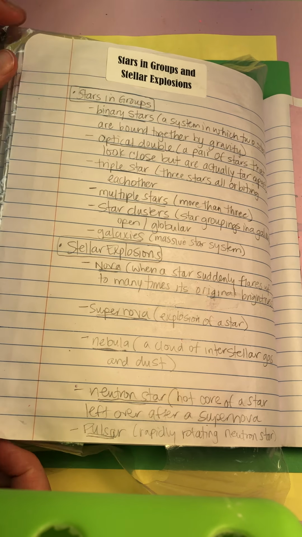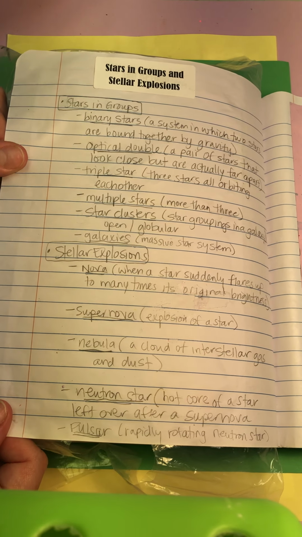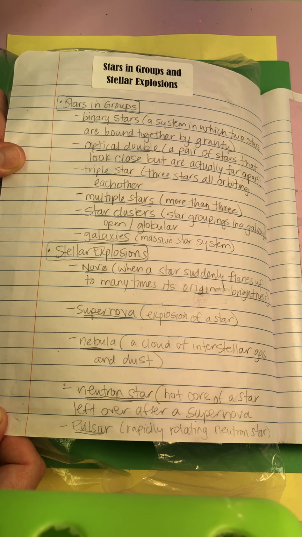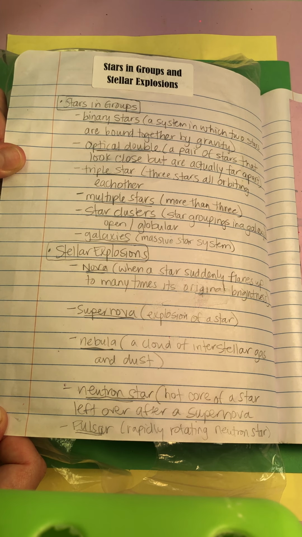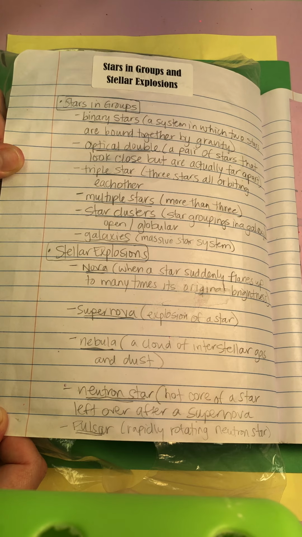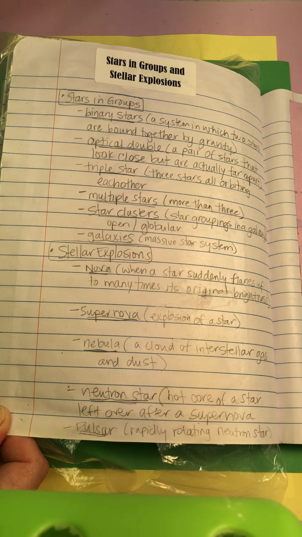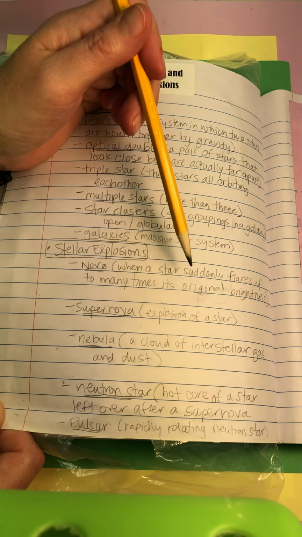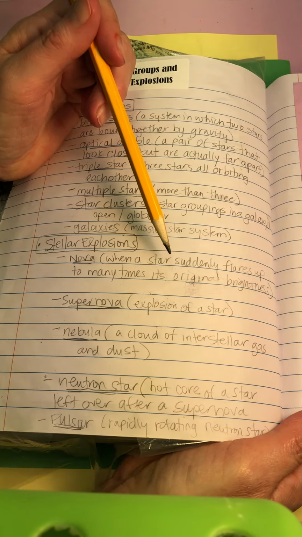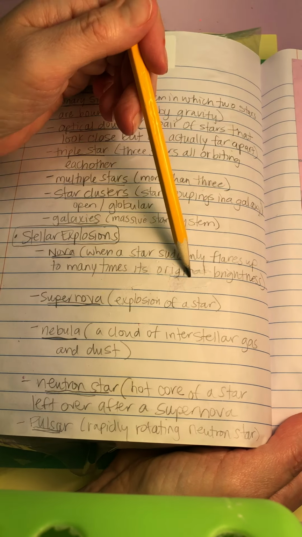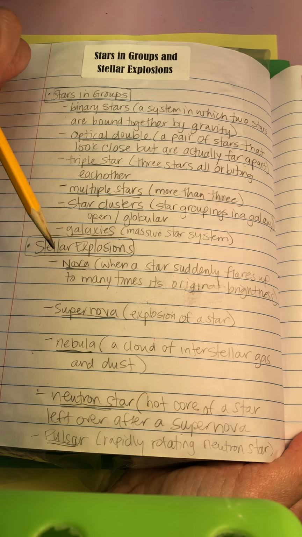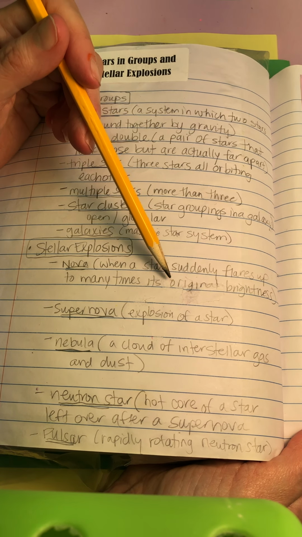And then with that, we have what's called stellar explosions. Stellar explosions are when we see stars have some changes in luminosity, or an actual blow up and explode. So the first one is the nova. If we've ever heard of a nova, not supernova, but just the nova, the nova is when a star suddenly flares up to many times its original brightness. So all of a sudden the star that you've already been tracking for a while just gets really, really bright.